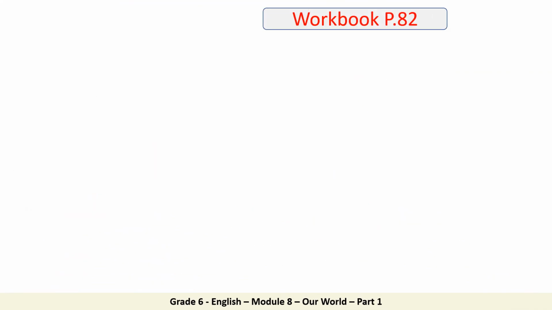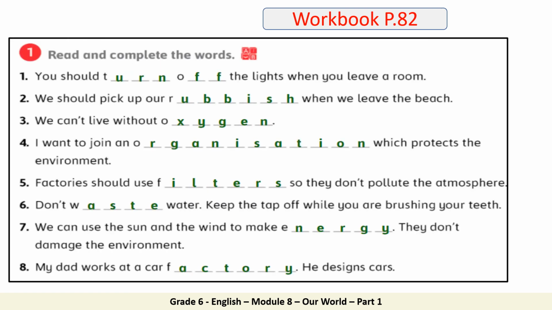And we're back again, so let's check the answers. Number 1, you should turn off the lights when you leave the room. Number 2, we should pick up our rubbish when we leave the beach. Number 3, we can't live without oxygen, of course. Number 4, I want to join an organization which protects the environment. Number 5, factories should use filters so they don't pollute the atmosphere. Number 6, don't waste water. Keep the tap off while you're brushing your teeth.